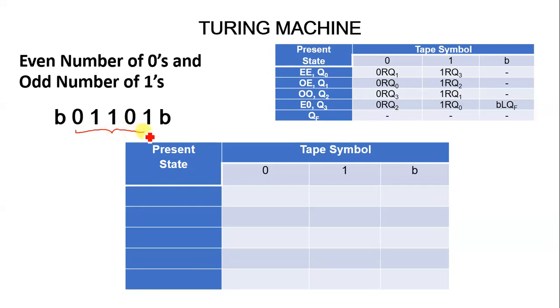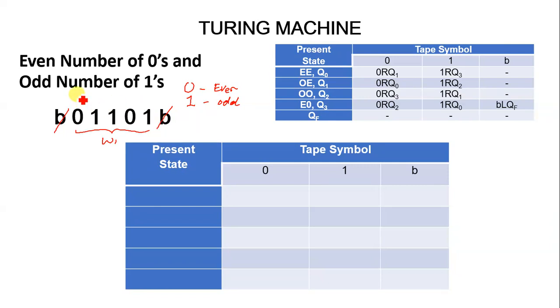So this is our string, w1. In this string we start with 0. The number of 0s in this string is an even number, and there are 3 ones in this string, so an odd number of 1s. We start with a blank symbol on the tape and end with a blank symbol on the tape.